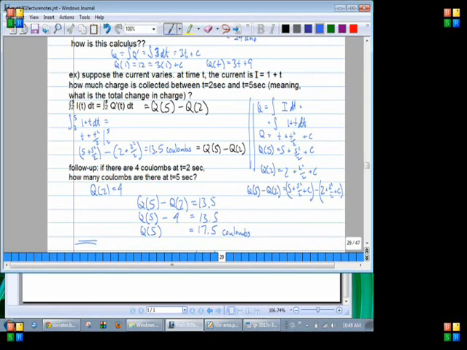So basically the change in q is going to be equal to the antiderivative of I. Yeah, that's exactly what it is.